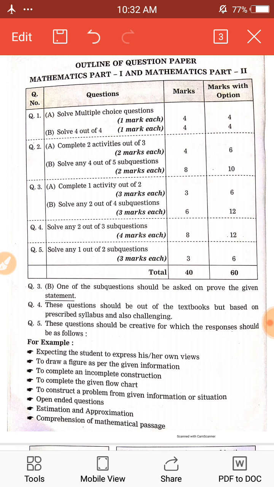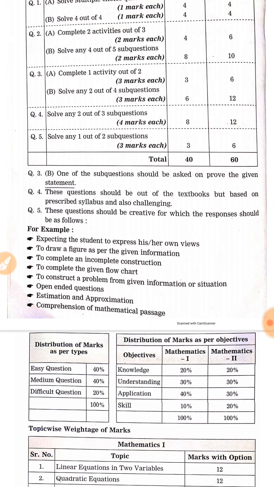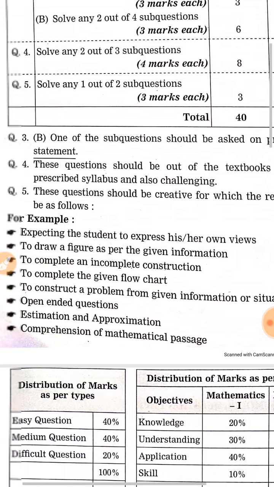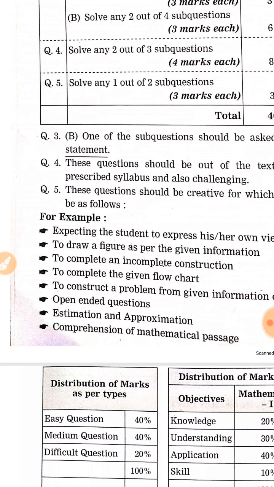Now, what are the important things? For example, in the 5th question, it should be creative, for which the response should be as follows. For example, expecting the student to express his or her own views, to draw a figure as per the given information, or to complete an incomplete construction, to complete the given flow chart, or to construct a problem from given information or situation, open-ended questions, estimation and approximation, or comprehension of a mathematical passage.